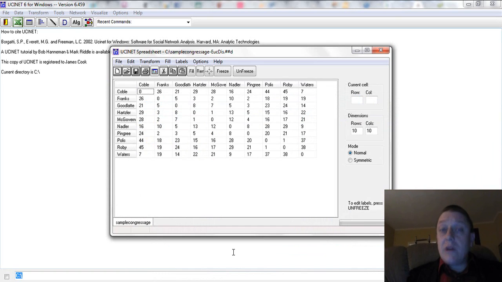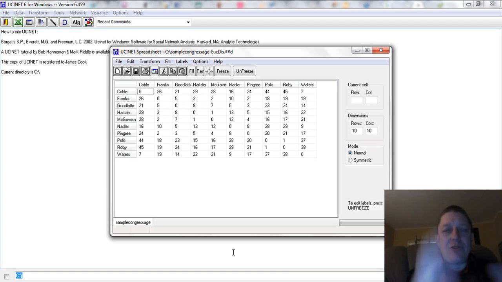Take a look at my title, Sample Congress Age, and then EUCDIST, which refers to Euclidean distance or absolute distance. It's an absolute distance in age matrix. So Coble, who stands for Howard Coble, is 0 years different in age from Howard Coble. Wow, that's kind of trivial. But if we go off the diagonal, where all values are zero, we can find out that Howard Coble is 26 years away in age from Trent Franks, 21 years away in age from Bob Goodlatte, 16 years away from Gerald Nadler, and 24 years of age away from Chellie Pingree, a representative of Maine.